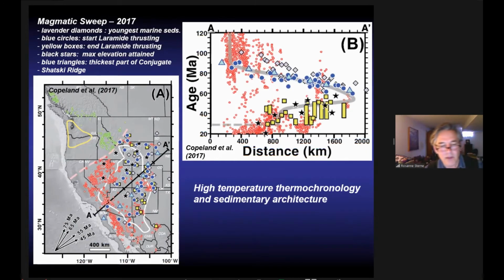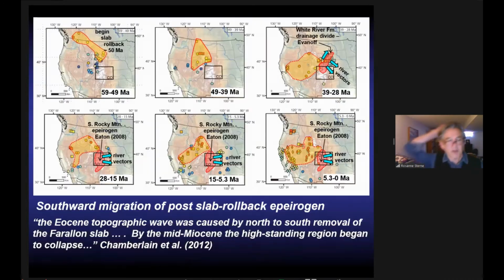Because with oxygen isotopes, Page Chamberlain looked at oxygen isotopes, which are a way of getting at paleo-elevations. And what he found is that through time, so here we are at 59, where we're just beginning to see that magmatism sweep from east back to the west. So we call that the slab rollback period. He's got high elevations, and as you come through time, they step down to the south and southwest.